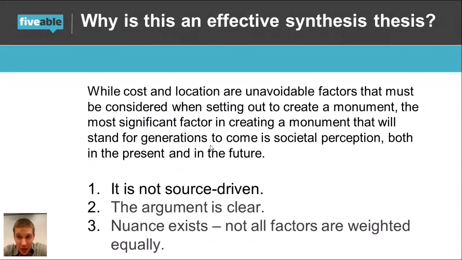The argument is clear. And then why this sets apart, like why this is higher than a 6, because a 6 is clear, not source driven. A 6 on that 1 to 9 scale, I mean. Nuance exists here. Not all factors are weighted equally. That's what sets this thesis apart from the field. 1 and 2 are required to just be effective. This one is more effective than most.